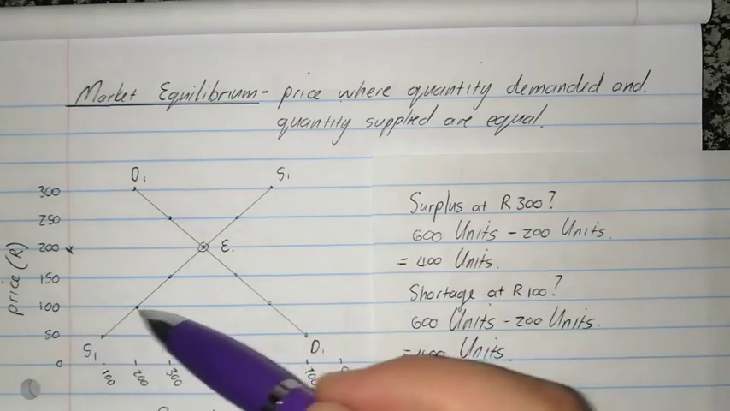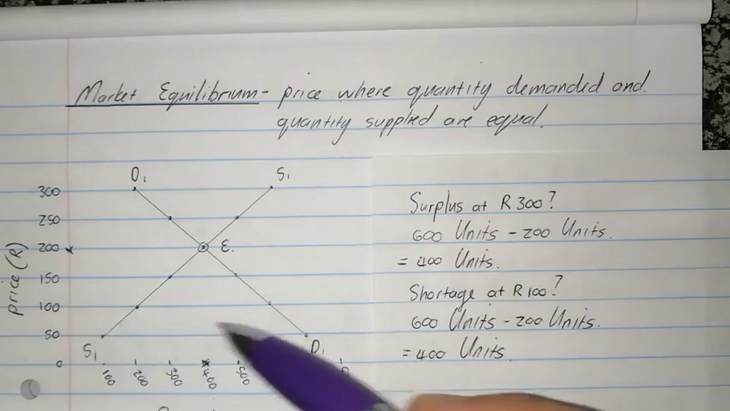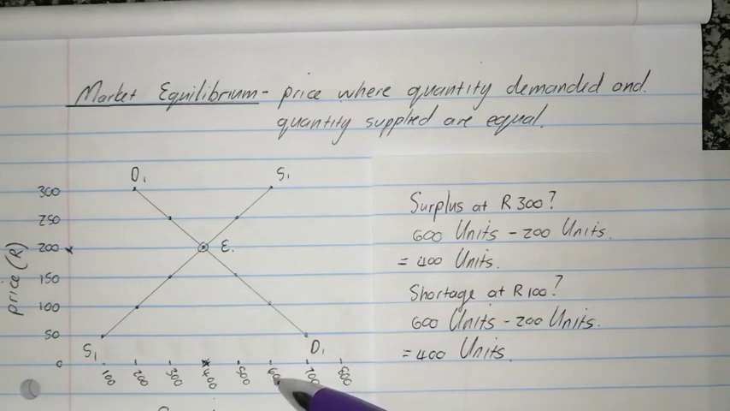At 100 Rand, the supplier only produced 200 units, but at 100 Rand, the consumers are willing to purchase 600 units. Because there are fewer units on the market, people are willing to pay more per unit, so the price will rise per unit.